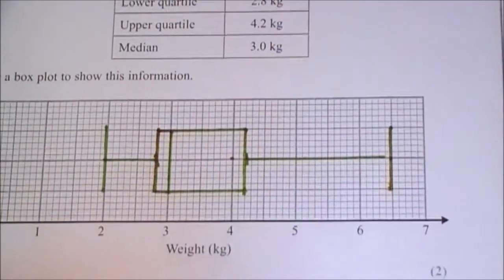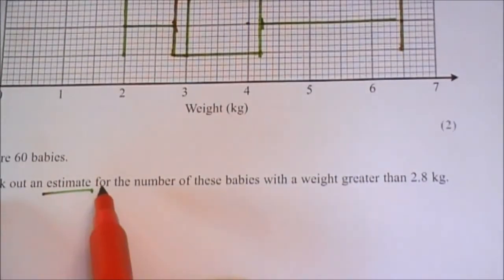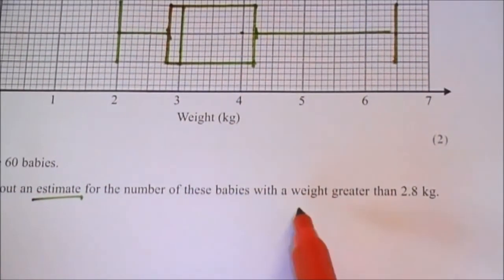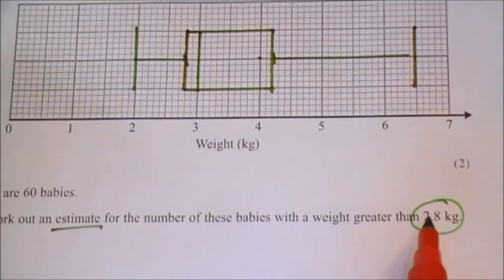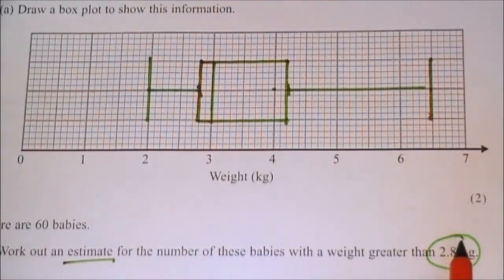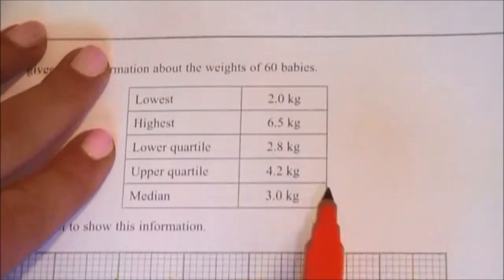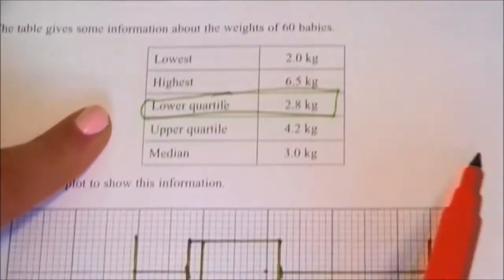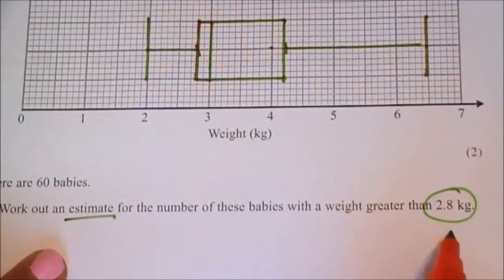Part 2 says there are 60 babies. Work out an estimate, and it's always an estimate because we're not dealing with exact values here. Work out an estimate for the number of these babies with a weight greater than 2.8. Now, 2.8 seems a little bit of a difficult number. But if you remember correctly, we've got 2.8 here, and 2.8 is actually represented by the lower quartile.